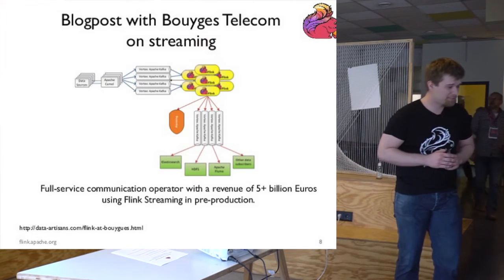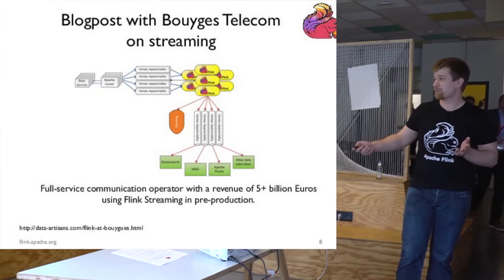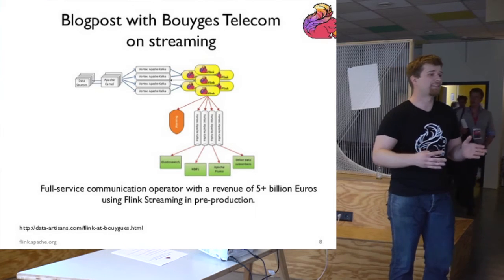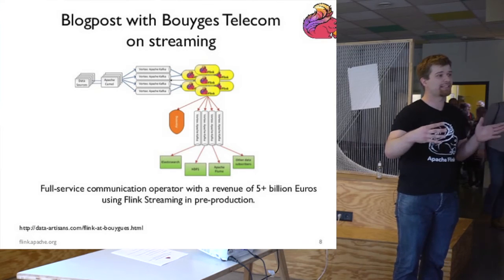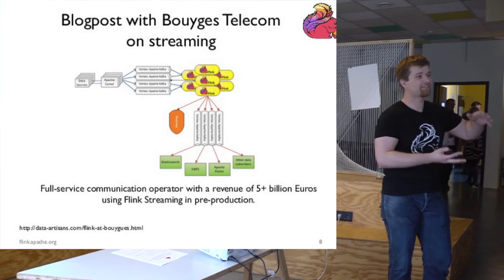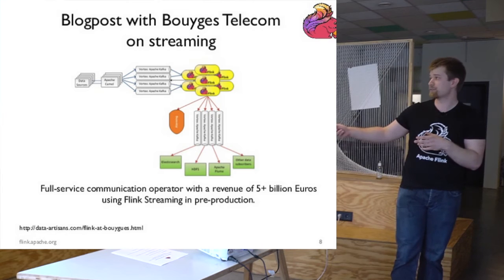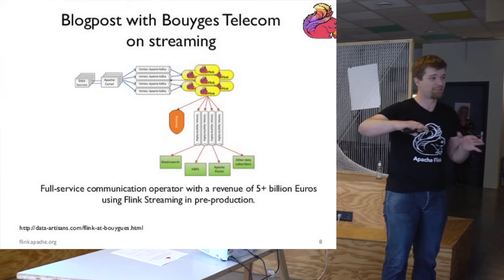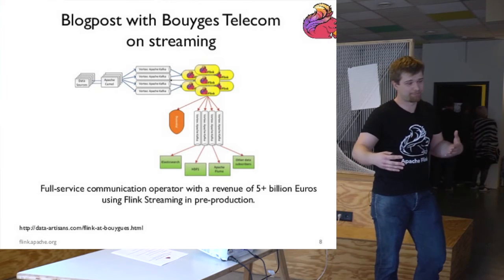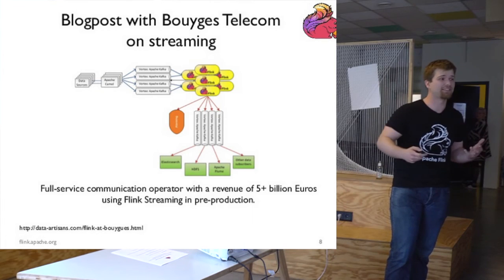So let's speak a little bit about the blog post with Bouygues Telecom. You can find this blog post at the link that I put on the slide. Practically, what it describes is a full end-to-end streaming pipeline that Bouygues has. They have a lot of sensors in the telecom network. They gather that data and ingest it into Kafka and then do the processing in Flink. And from Flink, they write it to a number of other applications downstream. So that's basically how Flink integrates into their big data architecture. So check it out. It's a really exciting blog post on how to integrate and build an end-to-end pipeline.